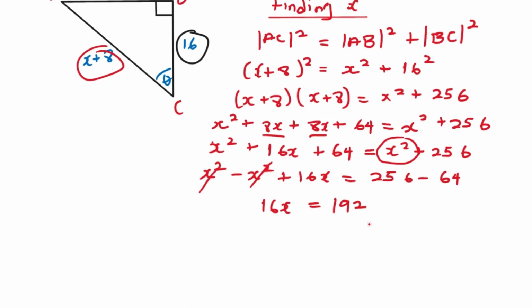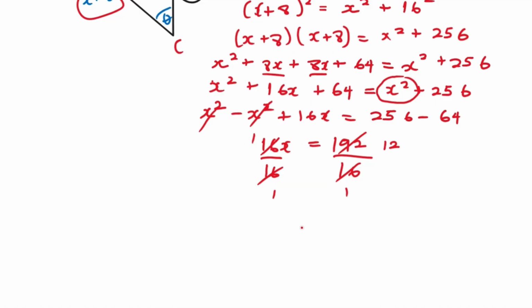So what do we do next? To find the value of x, we have to divide both sides of the equation by 16. So 16 goes into itself 1. And it goes into 192 12 times. That means x is equal to 12.